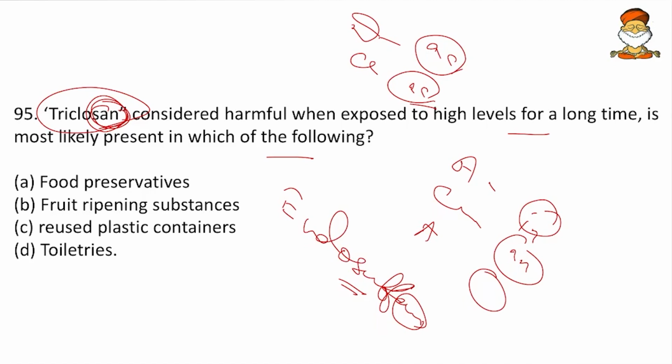So first one, it cannot be a food preservative. If you add it in food, everyone will die in this world. And then fruit ripening substance. Again, this is a poison and it kills the pest. So it cannot be used for fruit ripening also. Then reused plastic containers. Plastic is not at all related to a pesticide. And toiletries. So toiletries, then Dettol, all those things can contain some germicides. So this will be the more formidable option.